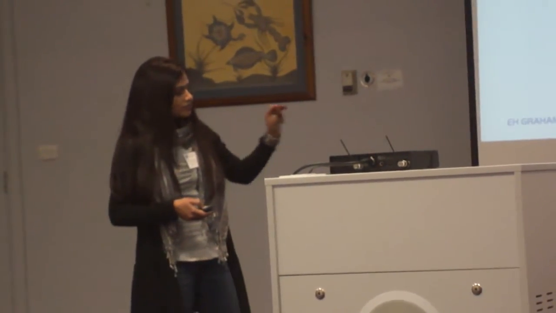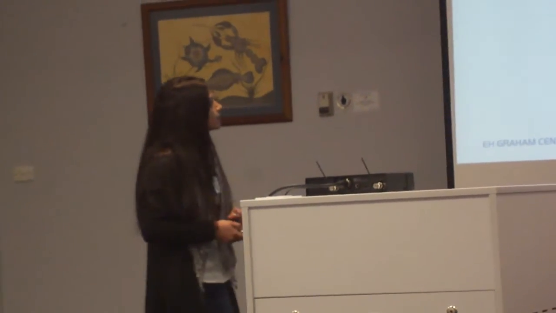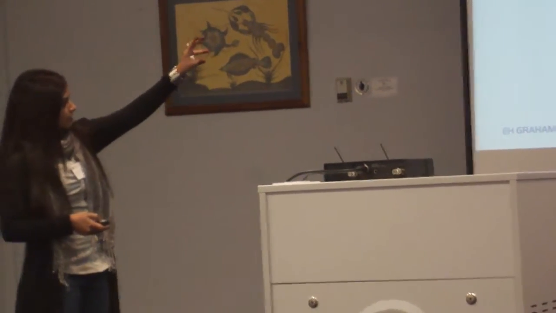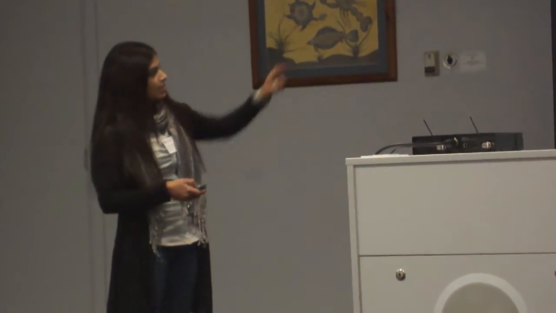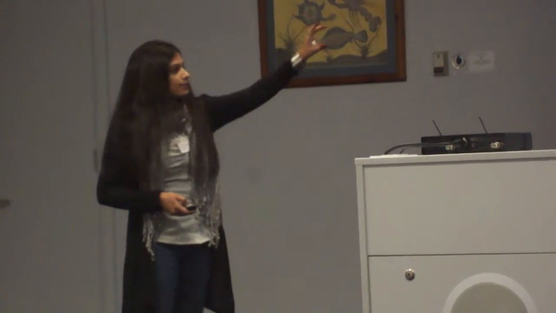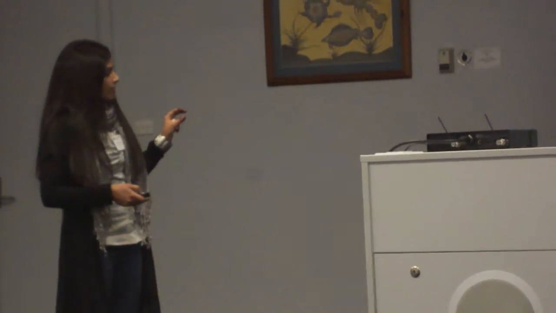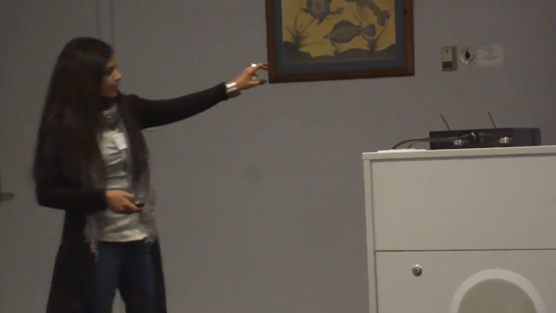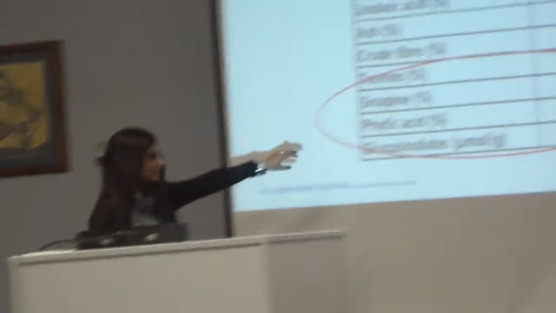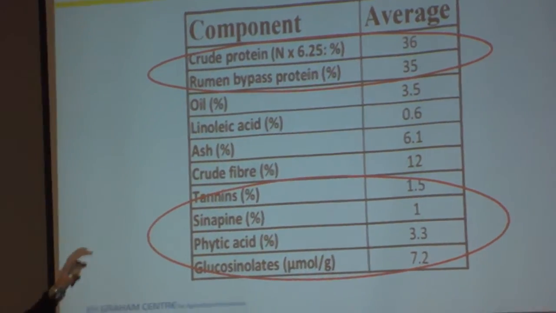So my research will mainly focus on canola meal. This table shows the composition of the canola meal, where we can see that protein is the major component. Here we can also see in this table there are tannin, sinapine, phytic acid, and glucosinolate. They are actually anti-nutritional components in canola meal. So these anti-nutritional components are an obstacle to use them as feed for animals. Therefore, we should find out ways to utilize this canola meal.